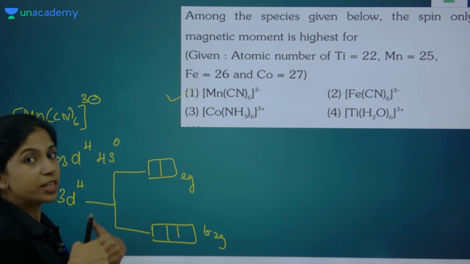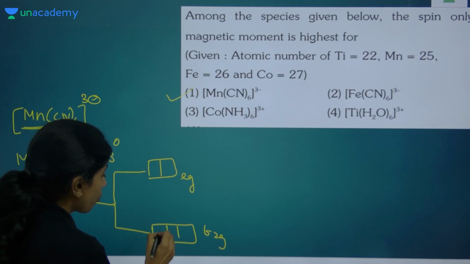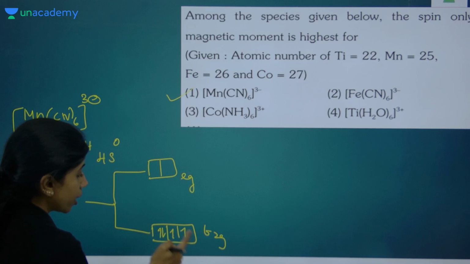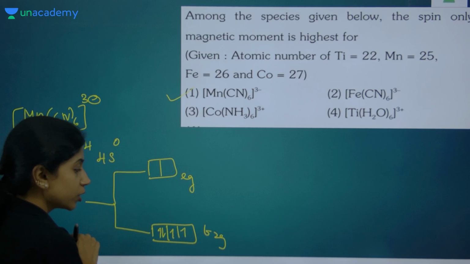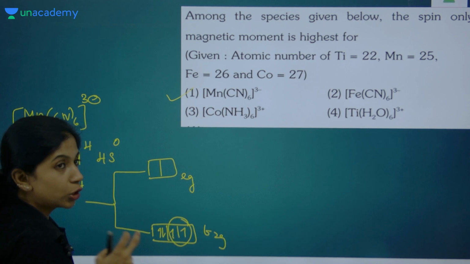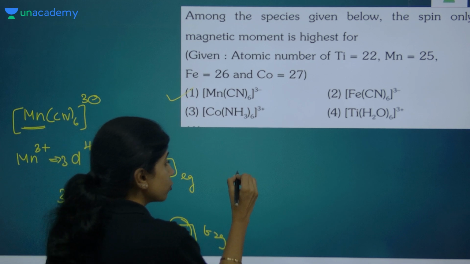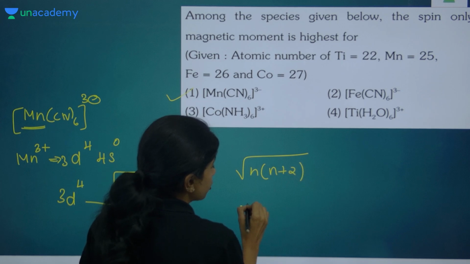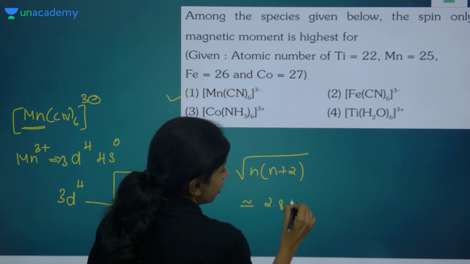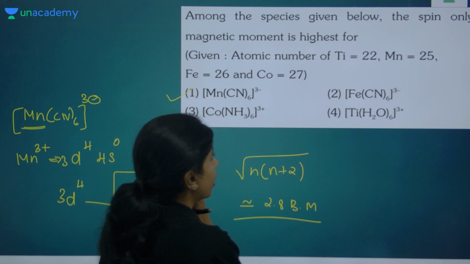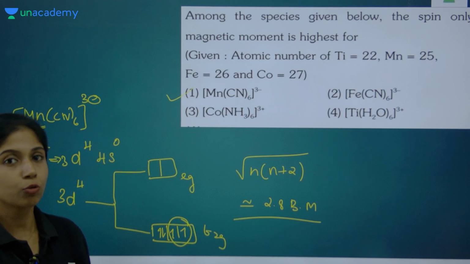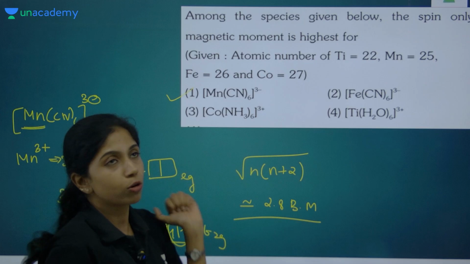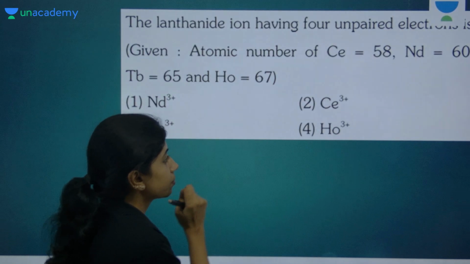So the 4 electrons will enter, 1, 2, 3, 4. This one electron comes back to the first orbital of the t2g, and the left out ones, you see, are 2 unpaired electrons. When you substitute that into the formula square root of n into n plus 2, you will get approximately 2.8 BM. This is your answer. So for the first option you have 2 unpaired electrons. In the rest of the cases it's either 1 or 0. So option 1 is right.